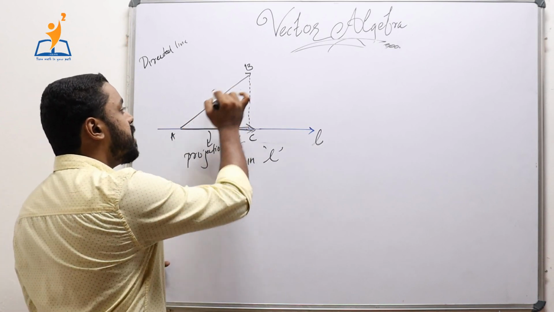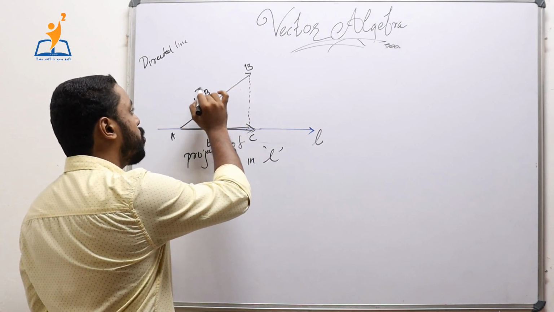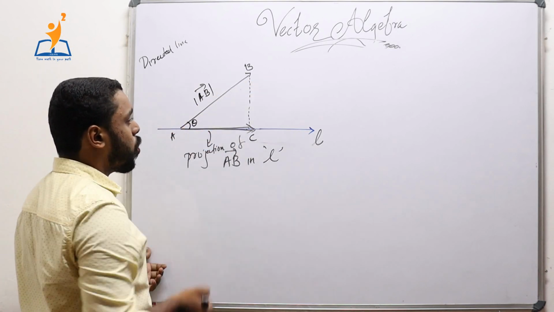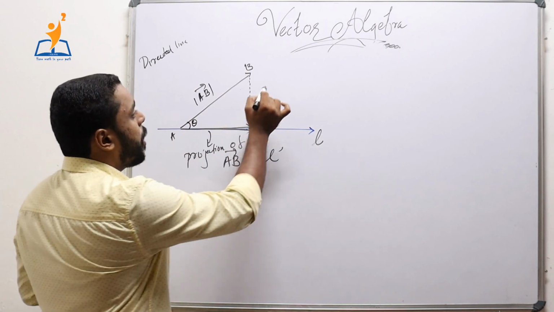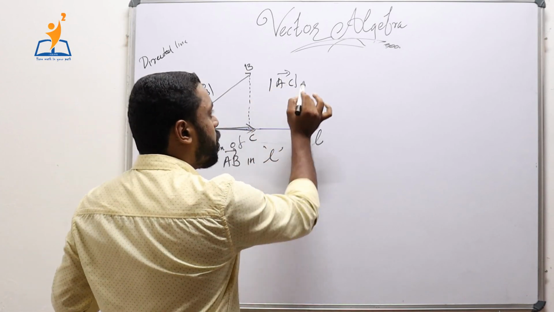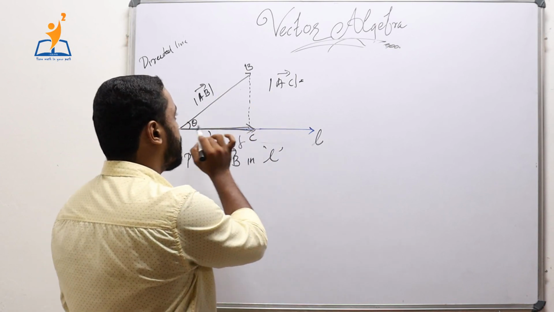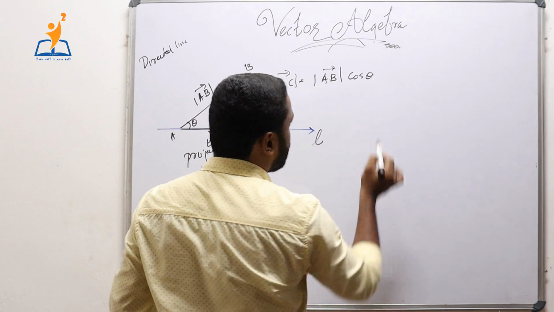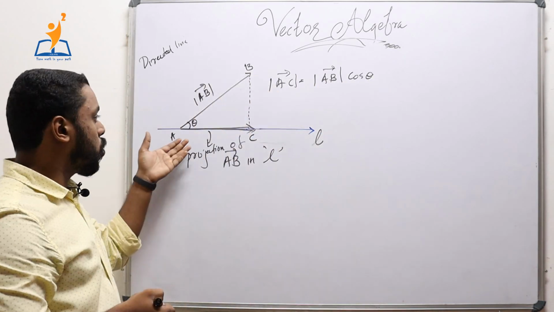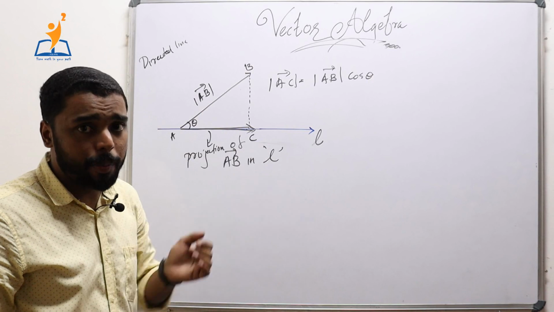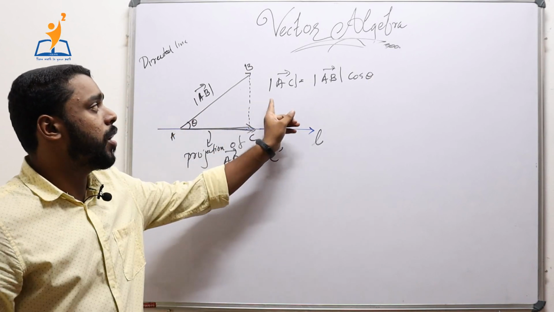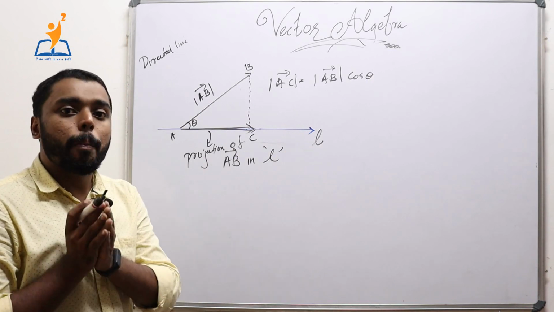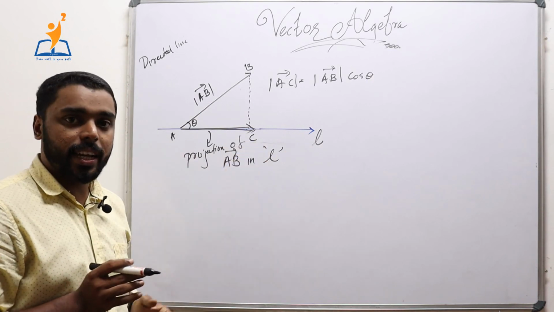Also note that this is the vector AB. So this is magnitude of AB. This distance is the magnitude of AB. And suppose this angle is theta, then the magnitude of the vector AC, or the magnitude of the projection, is nothing but modulus of AB into cos theta. We know this by trigonometric ratios. Cos theta is nothing but adjacent side over hypotenuse for any right angle triangle. So we get mod AC is equal to mod AB into cos theta. This is the projection of a vector on a directed line.